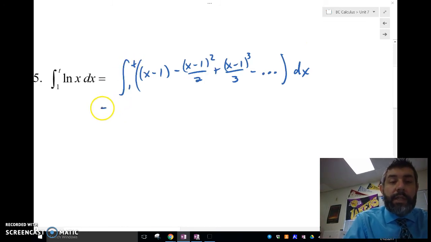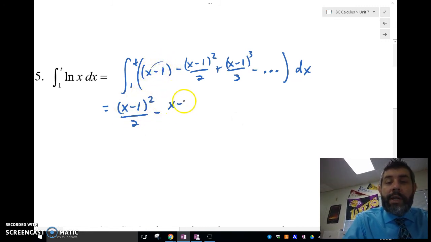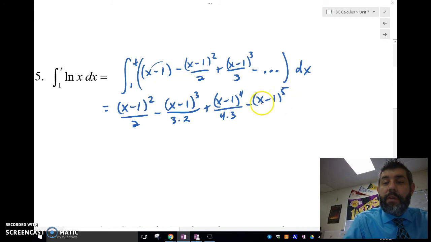Okay, so I'm going to integrate each of those things separately. So I'm going to get (x minus 1) squared, because this whole thing is a term, over 2, minus (x minus 1) cubed over, let's see, I'm going to put a 3 over this, so that's going to be 6. I'm going to leave it as 3 times 2, see what happens. Plus (x minus 1) to the 4th, all over 4 times 3, minus (x minus 1) to the 5th, over 5 times 4. And I'm going to evaluate that from 1 to t.